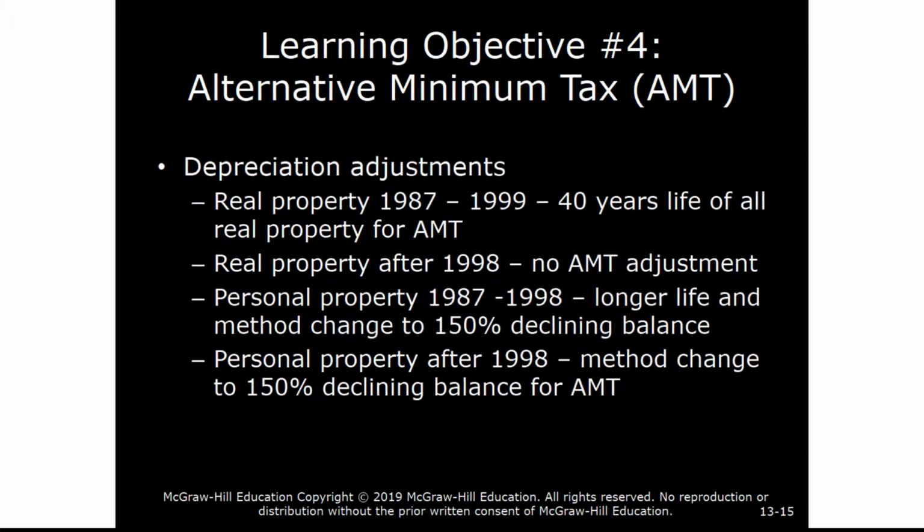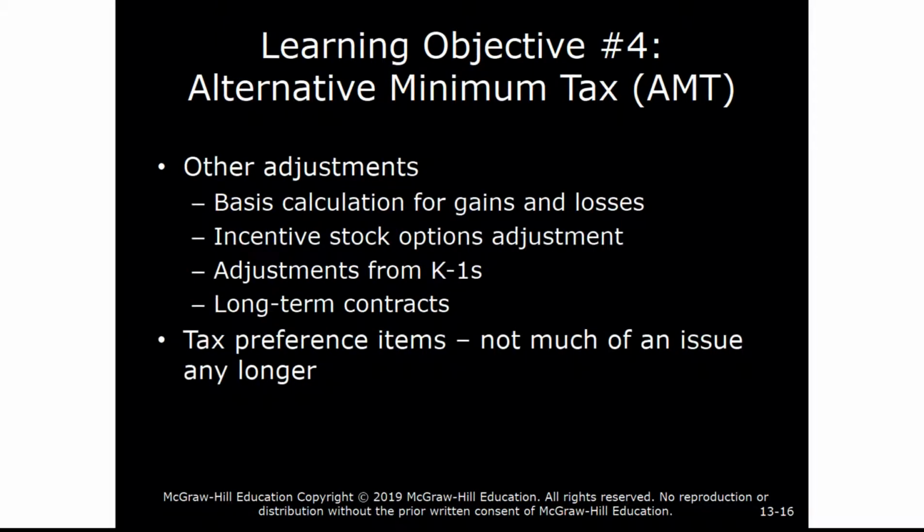Other adjustments: basis calculations for gains and losses. I'm going to go back a slide here. If we're making changes to our depreciation for AMT purposes, then that's going to affect any gains and losses on the subsequent disposition of these assets. So if we sell them later, that's going to affect the basis and therefore the gains and losses. Incentive stock options, adjustments for K-1s, which will come to you from partnerships or S corporations. Long-term contracts, generally for AMT purposes, do not allow the completed contract method, so that they must use the percentage of completion method.